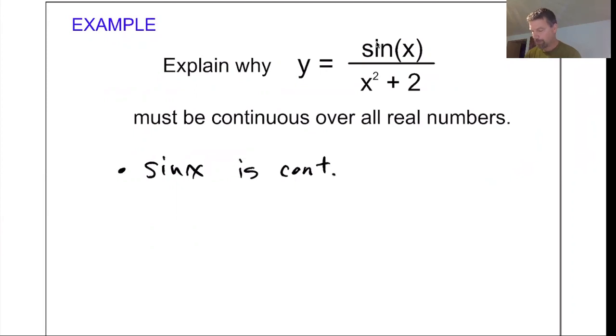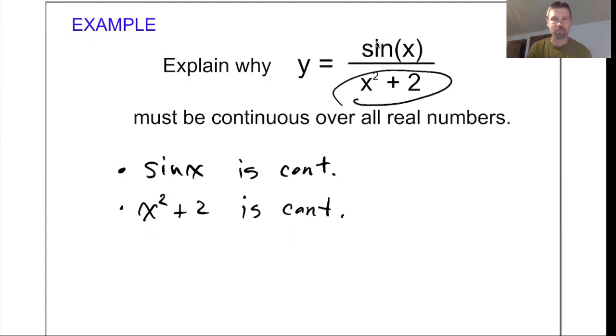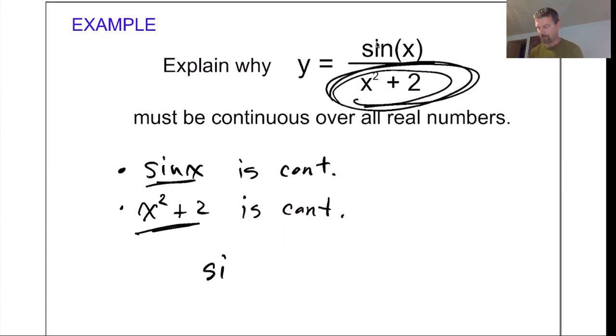If I look at x squared plus 2, x squared plus 2 is definitely continuous. That's just a parabola that intersects at 2, right? So that means their quotient, if I divide them, must also be continuous as long as the denominator never equals 0. And if I look at that, well, that's always 2 or bigger. It's never going to equal 0, so I'm not a problem. So if this is continuous, and that's continuous, and the bottom's never equal to 0, then the sine of x over x squared plus 2 must also be continuous.